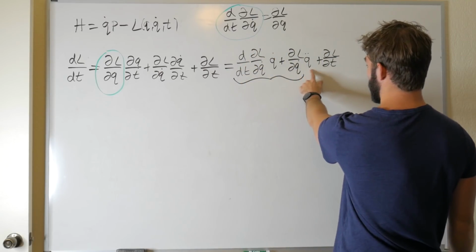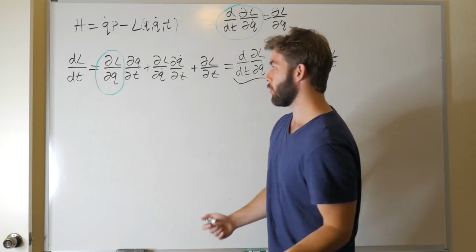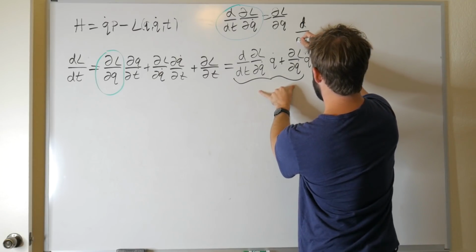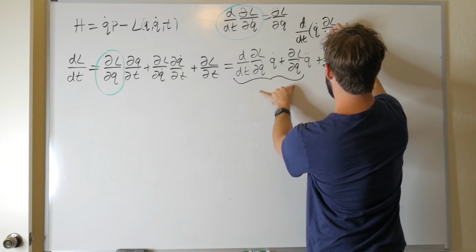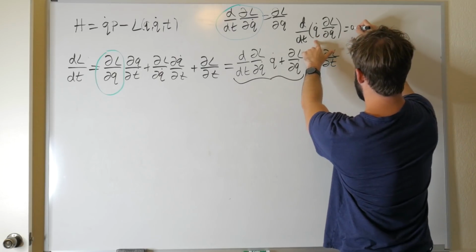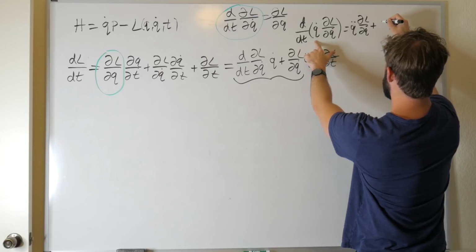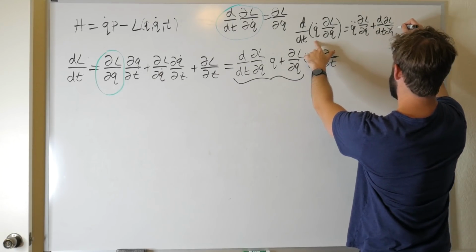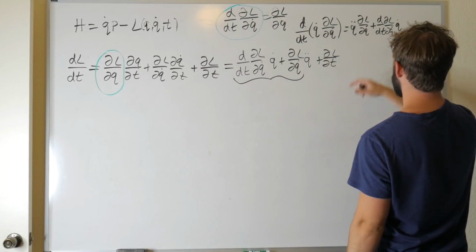We have a second time derivative of this times the original. This just looks like the expanded side of the product rule. So this whole thing can be written as the time derivative of q dot times dL/dq dot. If we were to expand this out, this would be q double dot dL/dq dot plus d/dt of dL/dq dot times q dot, assuming that the derivative stops here.